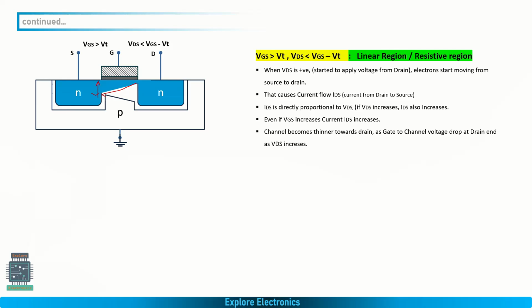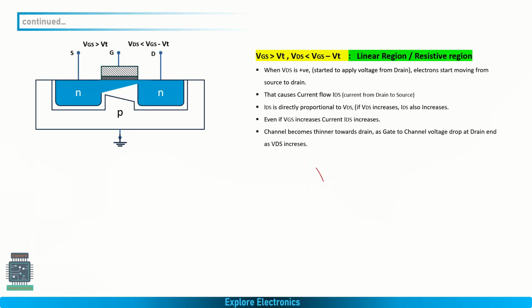This is the channel depth. It is normal towards the source, and towards the drain the channel becomes thinner. Before understanding that, we need to know the current flow. When VDS is positive, the electrons will start moving from source to drain, and the current flow will be considered in the opposite direction. So the current is IDS, correct?